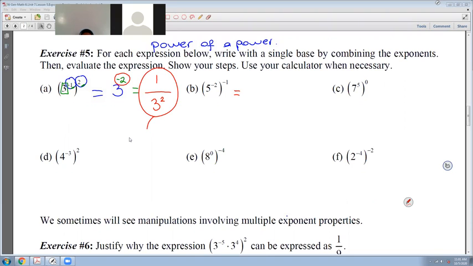Yes, Ella. This is the power over power method, right? There's a power and another power, and we call it power over power method. What operation do we have to do, Ella? Multiplication. And 5 to the power of what is negative 2 times negative 1, Ella? 2. Yeah. Am I supposed to select this one, or leave it like that?